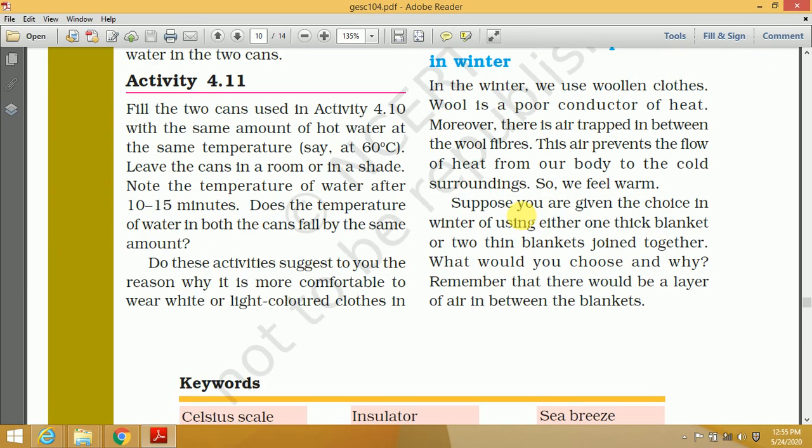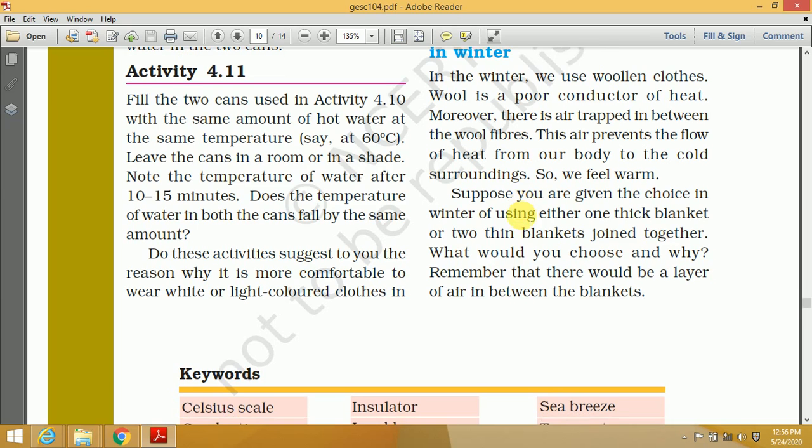Suppose you can use one thick blanket or you can use two blankets of half the thickness. We will always prefer two blankets with half thickness. Why? Because when you join two blankets, one layer of air will be trapped between the two blankets, and air is a poor conductor of heat. So our body heat will not go to the surroundings because of the more layers of air, and we will feel warmer when we are using two thin blankets.